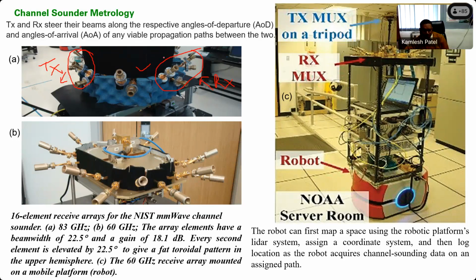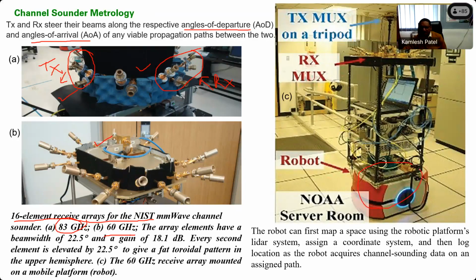For such kind of metrology, two pieces of information, the angle of departure and the angle of arrival, are the important parameters. This is the 16 element receive array made by the NIST mmWave group, and this one is operating at 83 gigahertz, and this is operating at 60 gigahertz. So they have made the channel sounder operating at these two frequencies, and the location of this channel sounder can be changed.